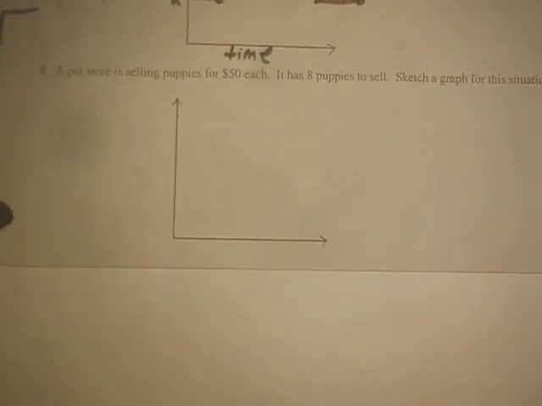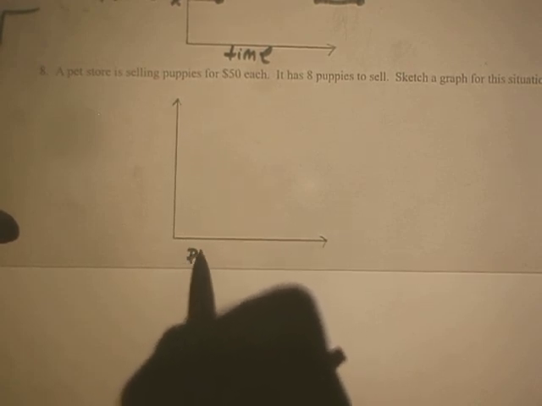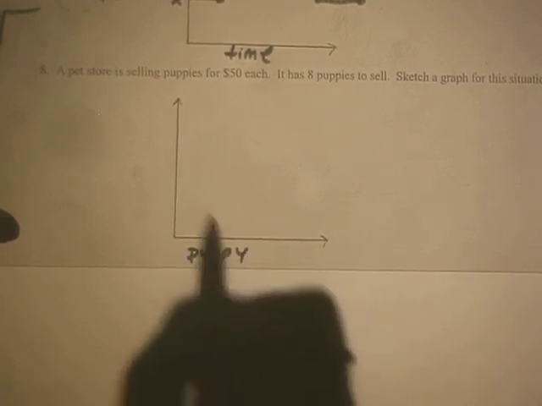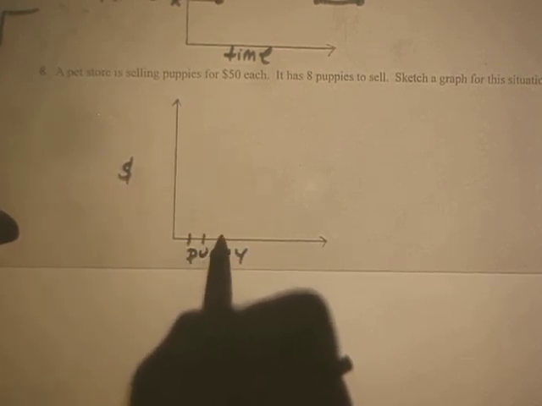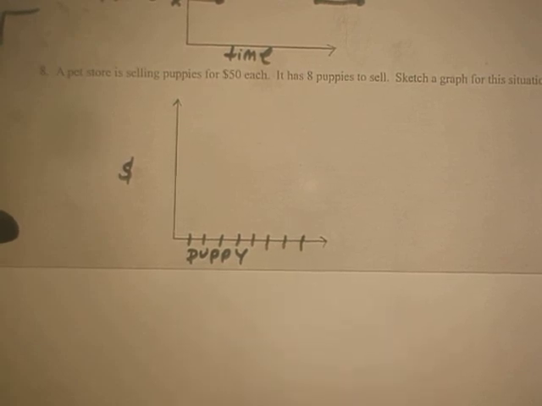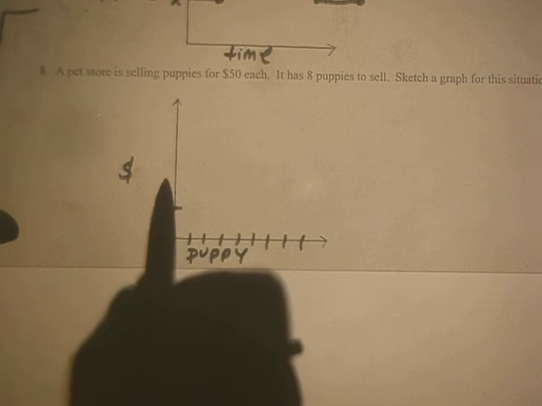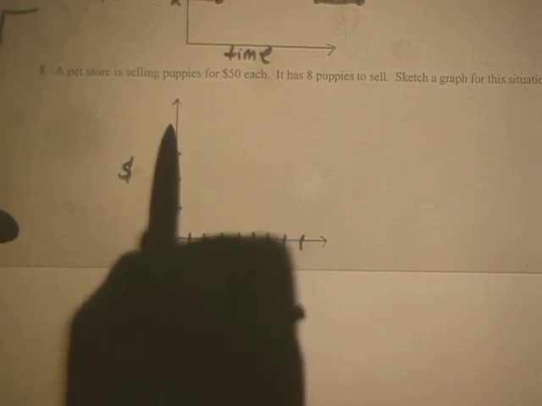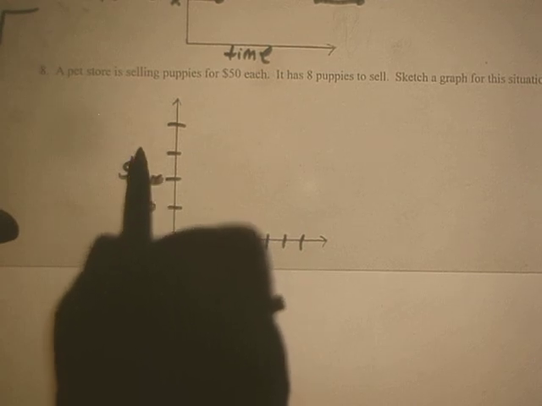Number 8, pet store is selling puppies for $50 each. 8 puppies to sell. Sketch a graph. So across the bottom we are going to have puppies, and across the side we're going to have money, and we have 8. So we're going to have 8 tick marks across the bottom. And I'm going to make these go up by about $100. So there's 100, 200, 300.